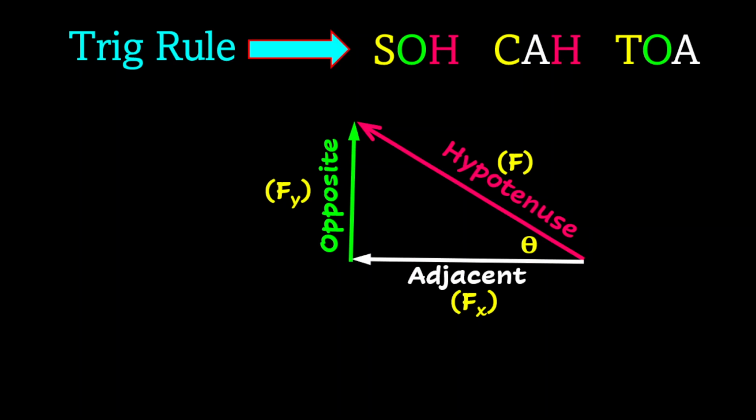Now, to find the other two sides, for the y component, Fy, the component of F in the y direction is equal to F times sine theta. Again, that's because it's the opposite side and F is the hypotenuse. So opposite and hypotenuse are determined by sine. Now, to find the adjacent side, which is the x component, F times cos theta will give you that value.